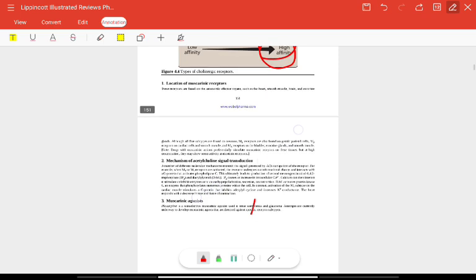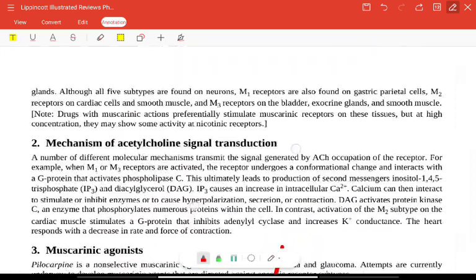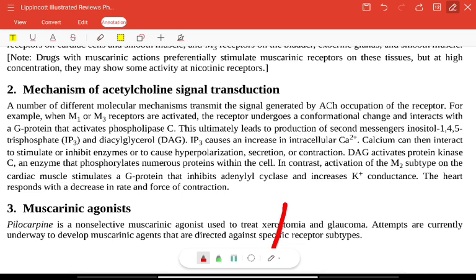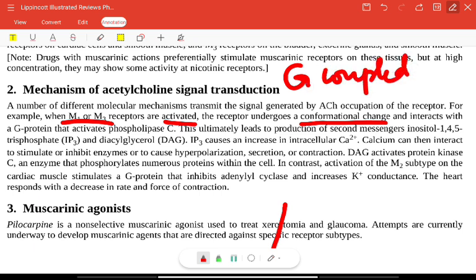Now first of all we will study the mechanism of acetylcholine signal transduction. How does the signal pathway occur? M1 or M3 receptors are activated. The receptor undergoes a conformational change, because these are G coupled protein receptors. We have seen in the previous lectures there are various types of receptors. This muscarinic receptor is a G coupled protein.